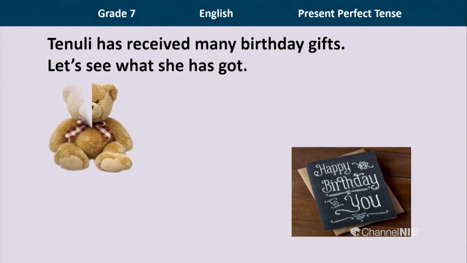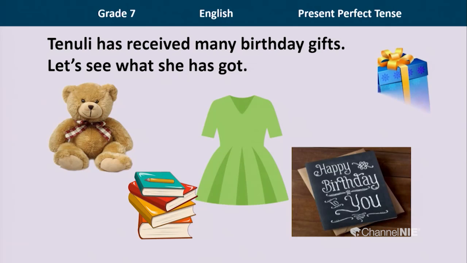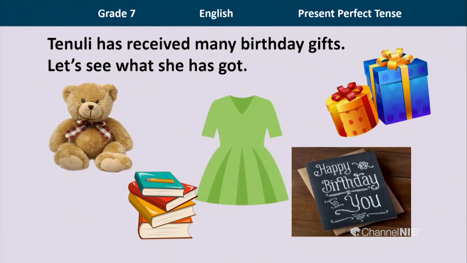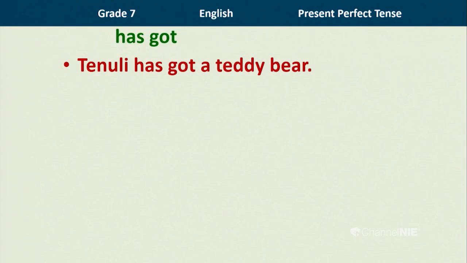What can we see in this? Tenuli has received many birthday gifts. Let's see what she has got. There's a teddy bear, it's a lovely one, and there's a frock. And there are some birthday cards and birthday gifts. She has received some books too. We'll try to write them somewhere.